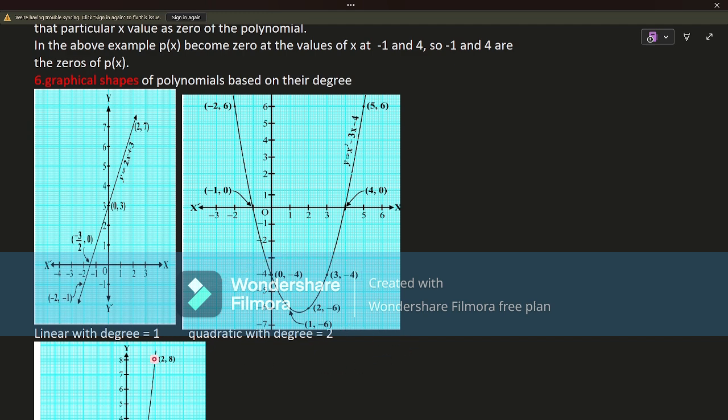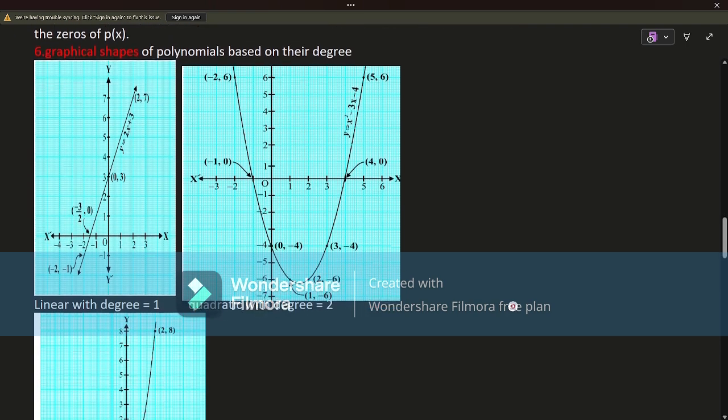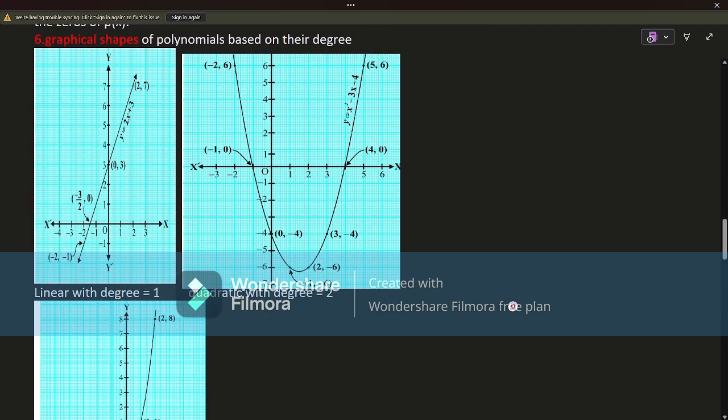We have to remember that any linear polynomial with degree 1 always gives graphically a straight line. For example, see here, y equal to 2x plus 3. We know that this is a linear polynomial. Why? Because it has degree 1 only. So by expressing this polynomial in graphical form, we got a straight line only. So I think the shape of the polynomial is clear now.